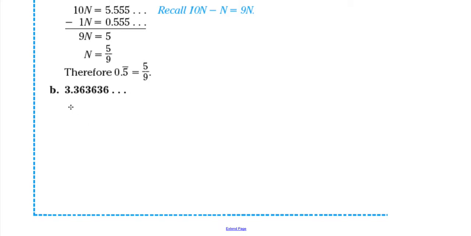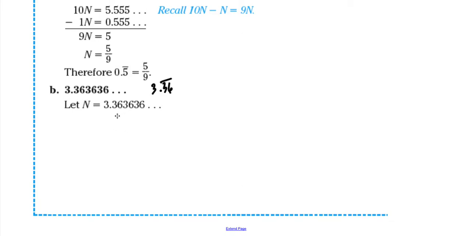You have 0.363636..., and you notice that the digits 36 repeat. So this is 0.36 with a bar notation over 36. We go back to our first step. We let n be equal to 3.363636..., the original number.